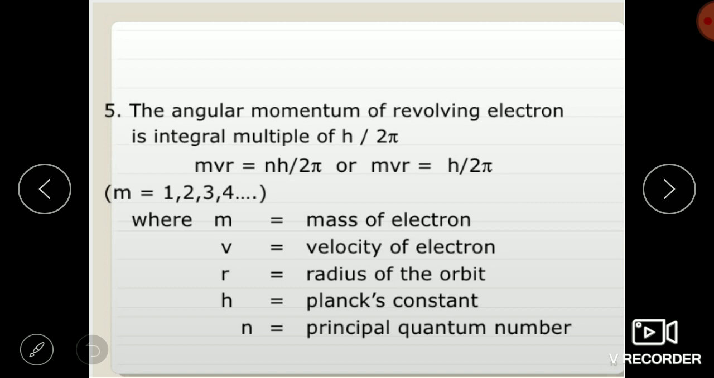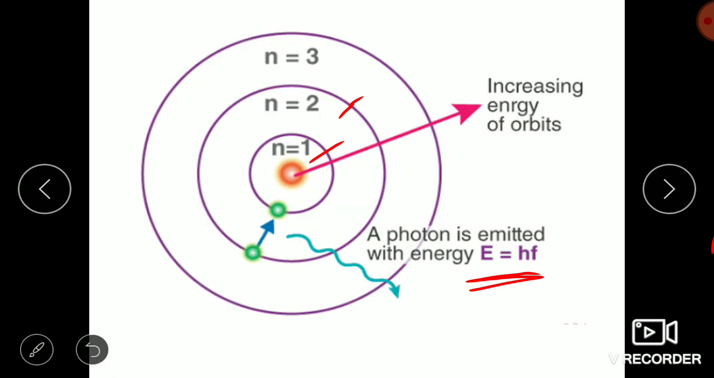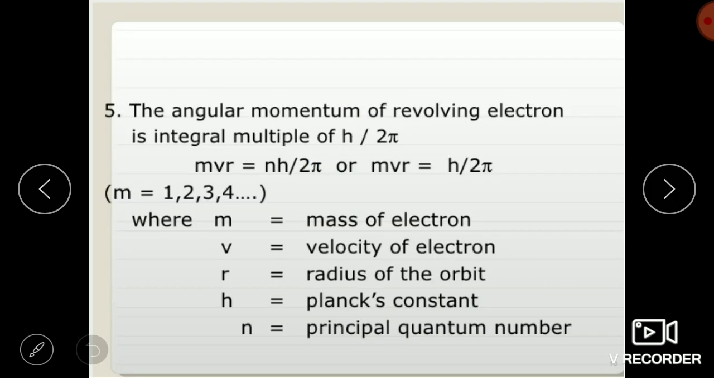Next, the fifth postulate says the angular momentum of a revolving electron is an integral multiple of h by 2π. Now you see here electrons are revolving in a circular orbit. If any particle moves in a linear path, we get the linear momentum, but if they are moving in a circular orbit, we get the angular momentum for that. So the angular momentum for an electron revolving in a circular orbit is given by h by 2π.